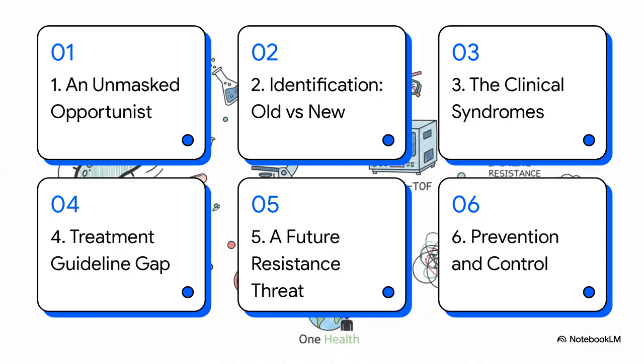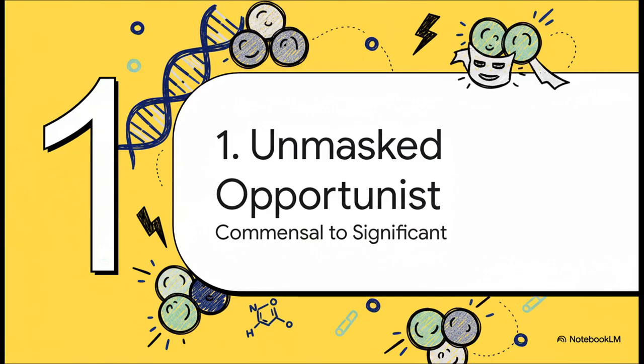Oh, and a quick note on our sources. This whole analysis was put together using a Gemini deep search. If you want to dig into the primary literature yourself, you can access the full list of sources in the linked notebook document. All right, first up, what exactly is Moraxella atlantae?